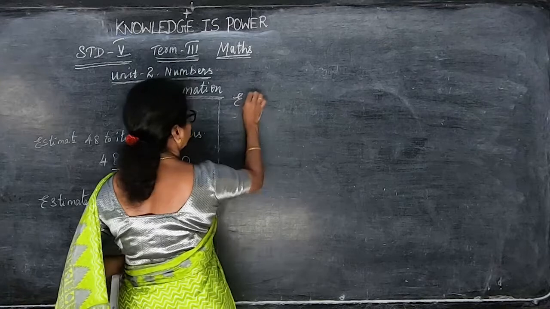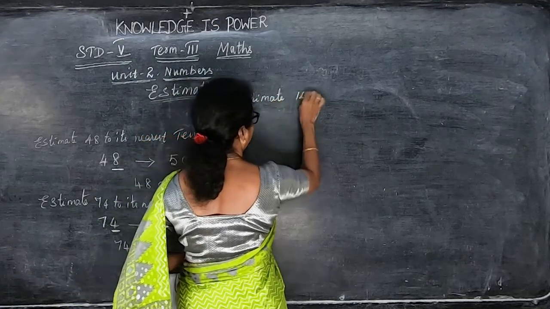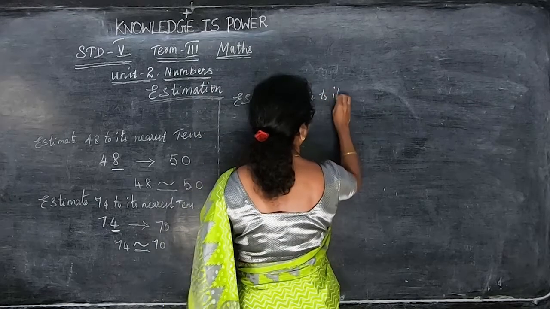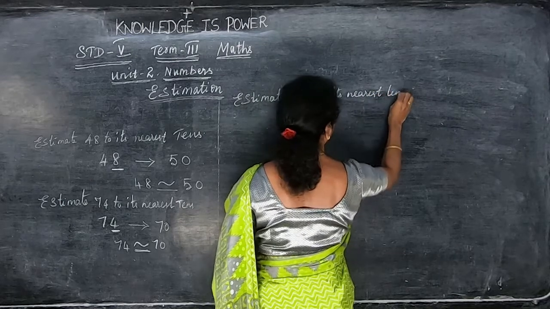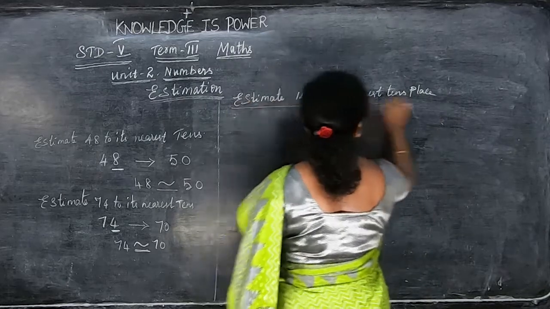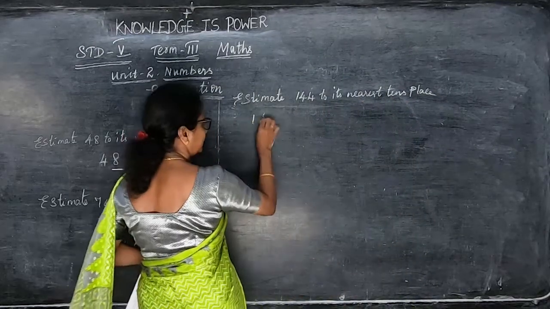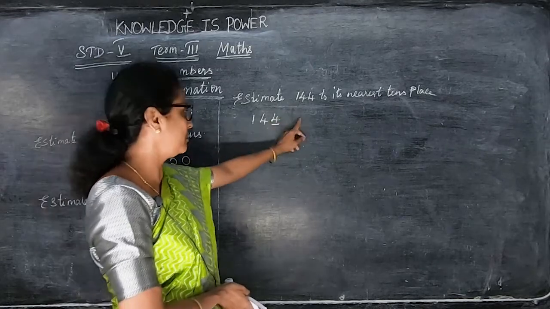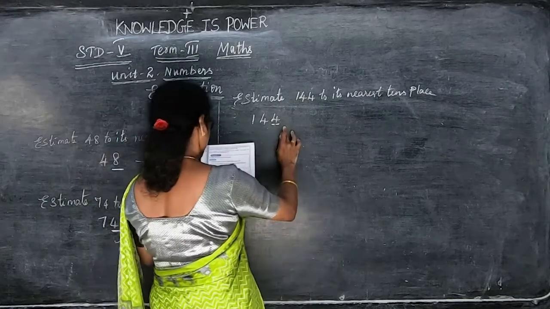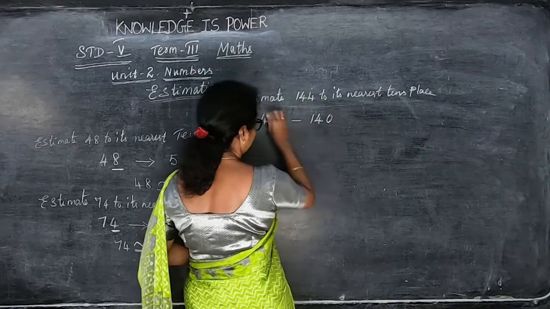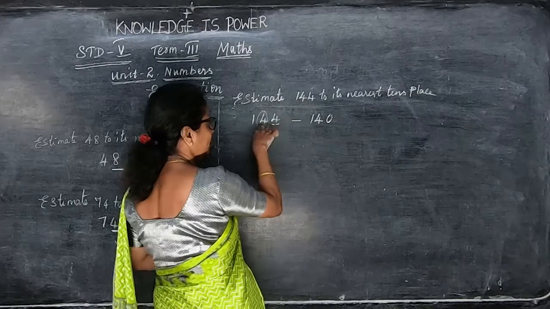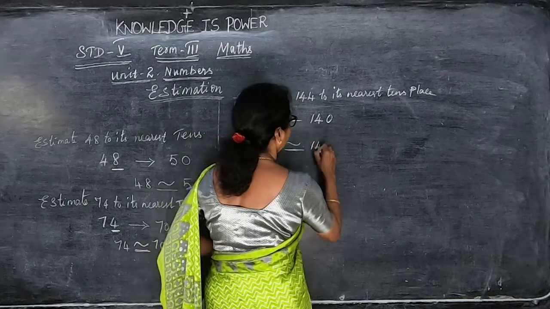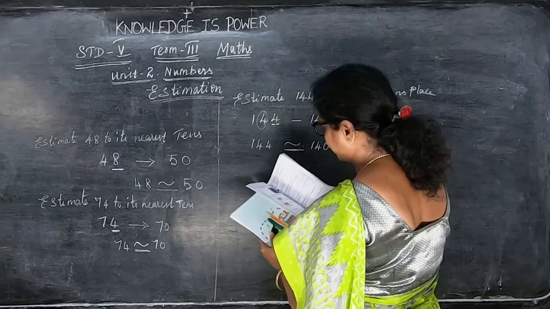Next, estimate 144 to the nearest tens place. Underline the last digit, 4. 4 is less than 5, so you write 140. The tens part is 40, so you can write 140. Write the answer like this: 140. Okay, this is the standard way to write it.